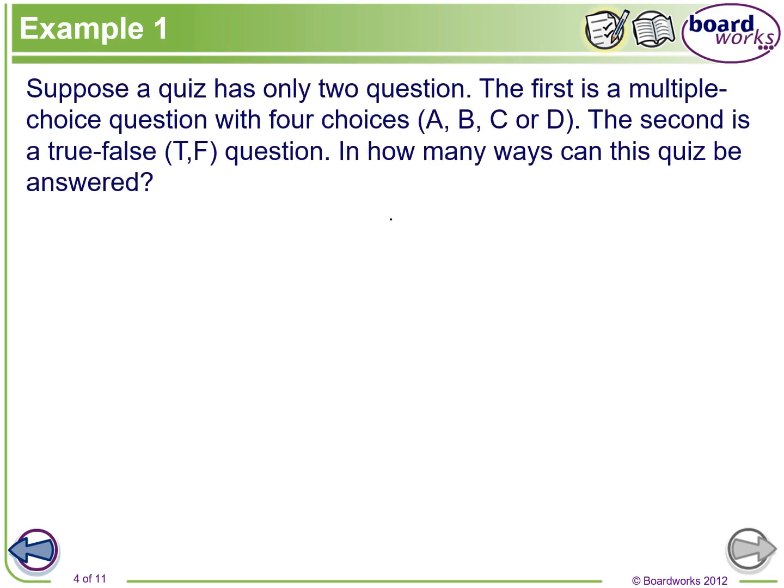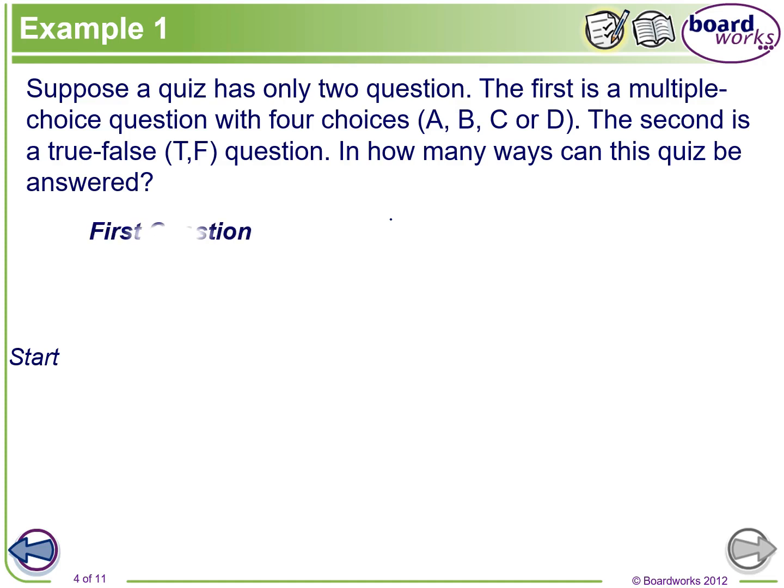Let us see another example. Suppose a quiz has only 2 questions. The first is a multiple choice question with 4 choices, A, B, C, or D. The second is a true or false, TF, question. In how many ways can this quiz be answered? Using a tree diagram, we can find every possibility.